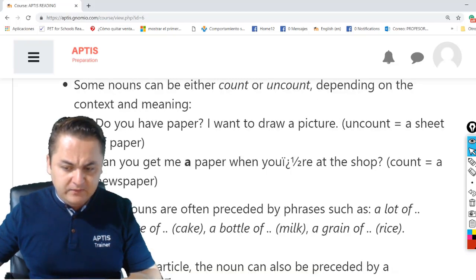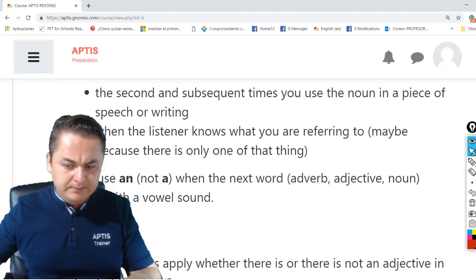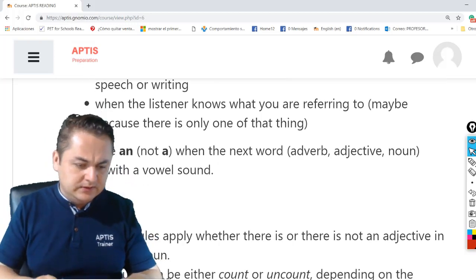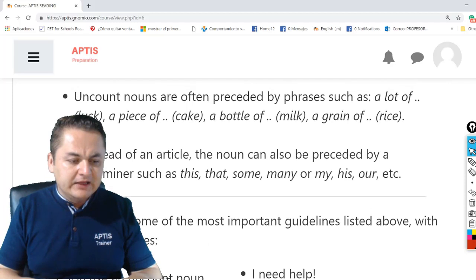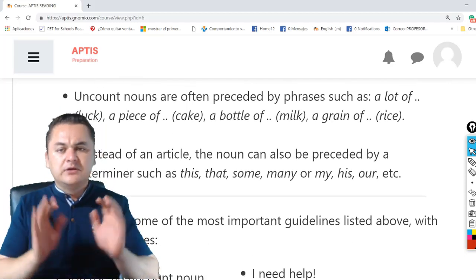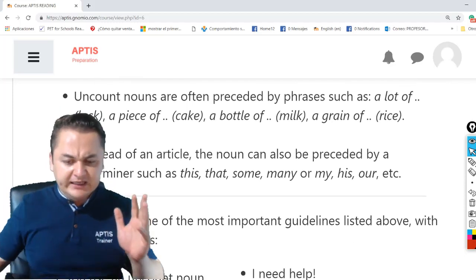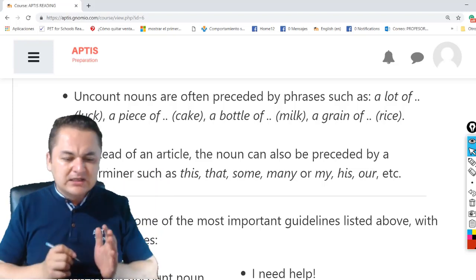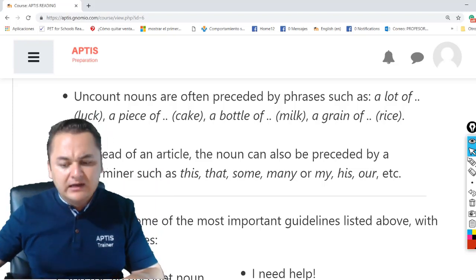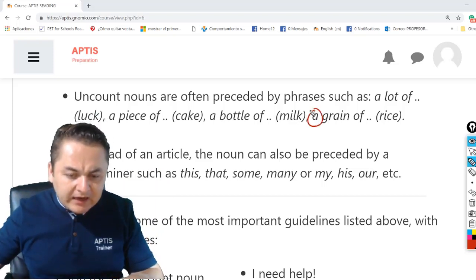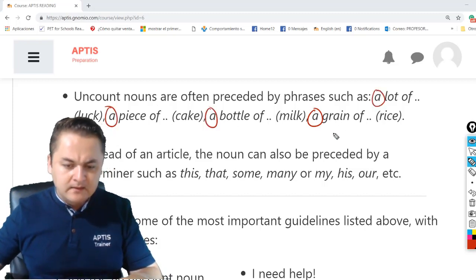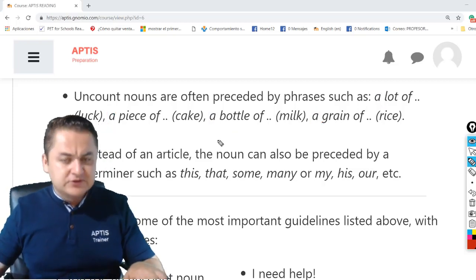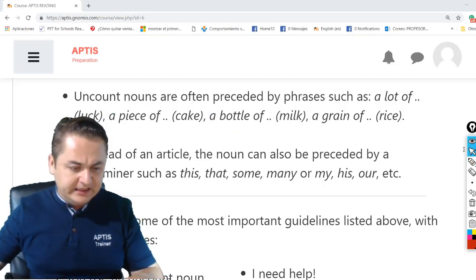Then I have here another one. You want to be patient. I'm going to try to do this manually then. So we also say that if we use certain phrases like a lot of, a piece of, a bottle of, a grain of, we have to have an article. Okay? I can say, for instance, the bottle of, a bottle of, so I need an article in this case.